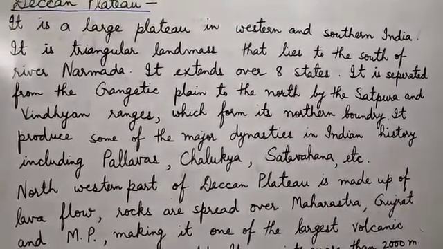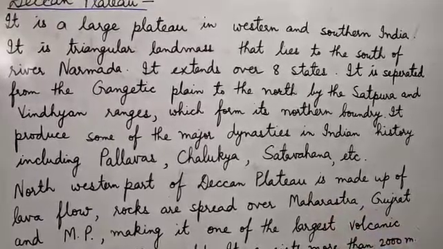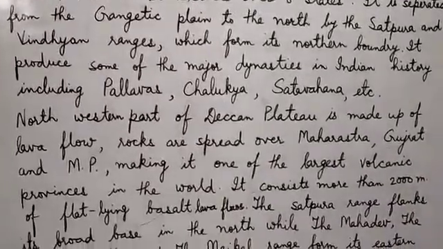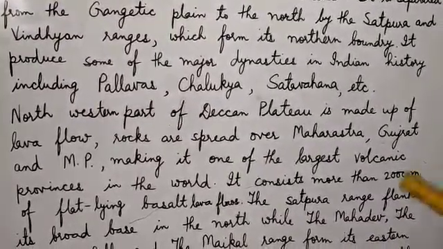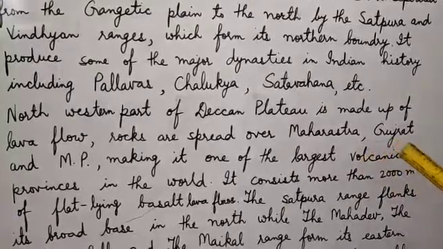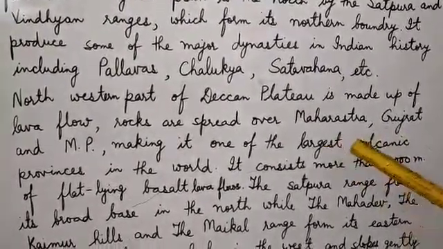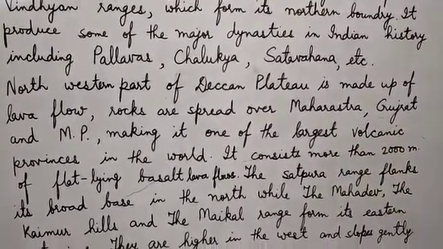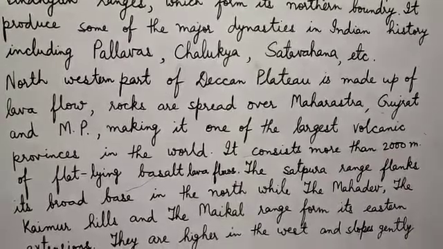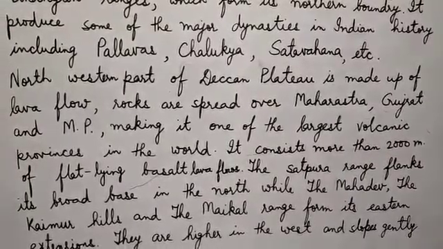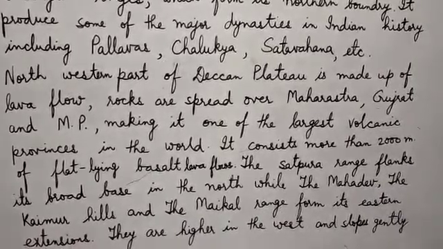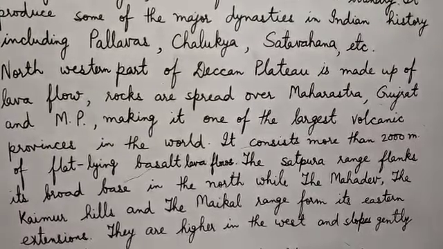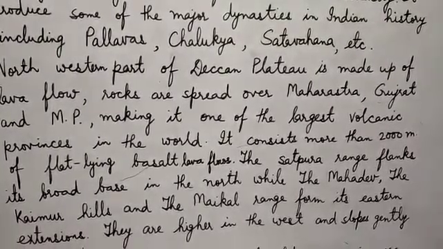Now talking about the northwestern part of the Deccan Plateau. Okay, this is made up of lava flow. Rocks are spread over Maharashtra, Gujarat and Madhya Pradesh, making it one of the largest volcanic provinces in the world. So this particular part, the northwestern part of this Deccan Plateau, is made up of the volcanic eruption. Due to lava flow, this particular part is made, and therefore this particular part is rich in black soil. Okay, very good for cotton cultivation.